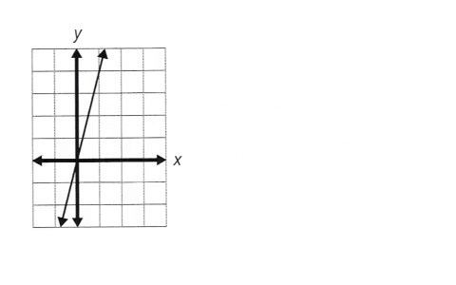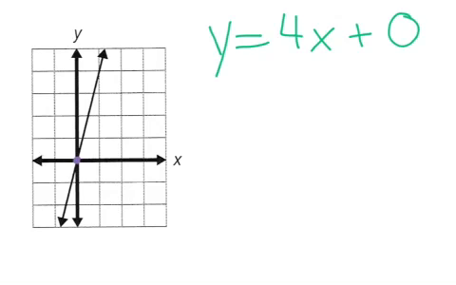If we wanted to write it as an equation, we know our rate of change is 4. Let's see where it crosses the y-axis. It crosses right here. That is our origin, which is 0. So you would simply write this as y equals 4x.